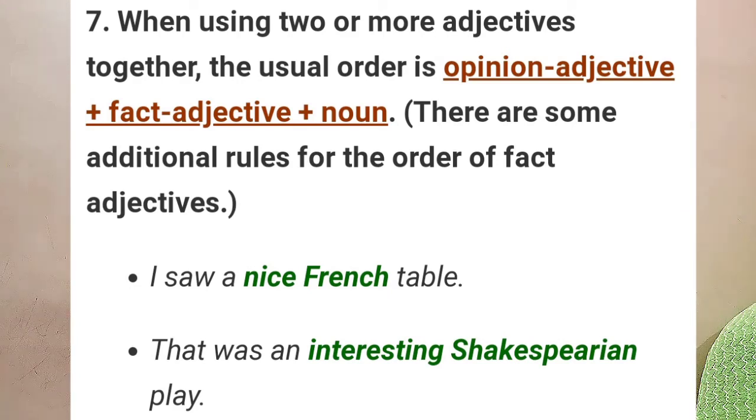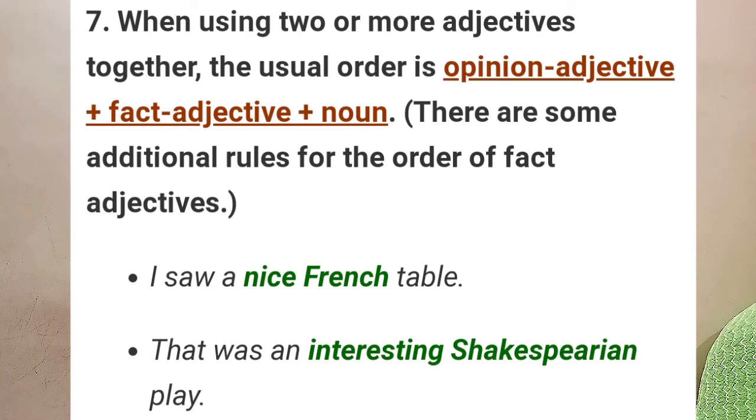Okay. Next we are saying Italian. This is a fact adjective. That is, this man belongs to Italy. His birthplace is Italy. Okay. So he is Italian, so this is a fact. And then man is a noun.